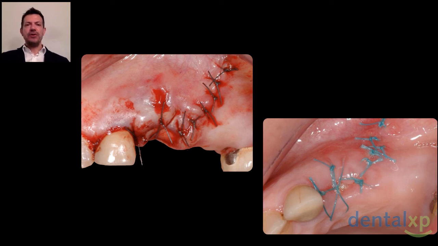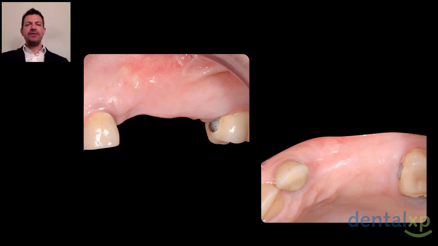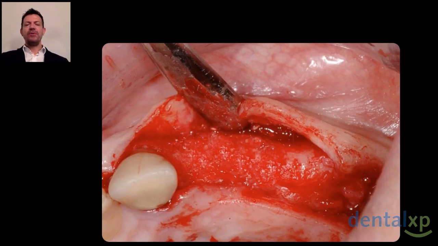We just need to wait 1 or 2 more weeks. And after 6 months, we have a complete healing of the ridge from both the point of view of the soft tissues and the hard tissue, and we can open the flap, and we have all the bone that we want and that we need to place an implant.